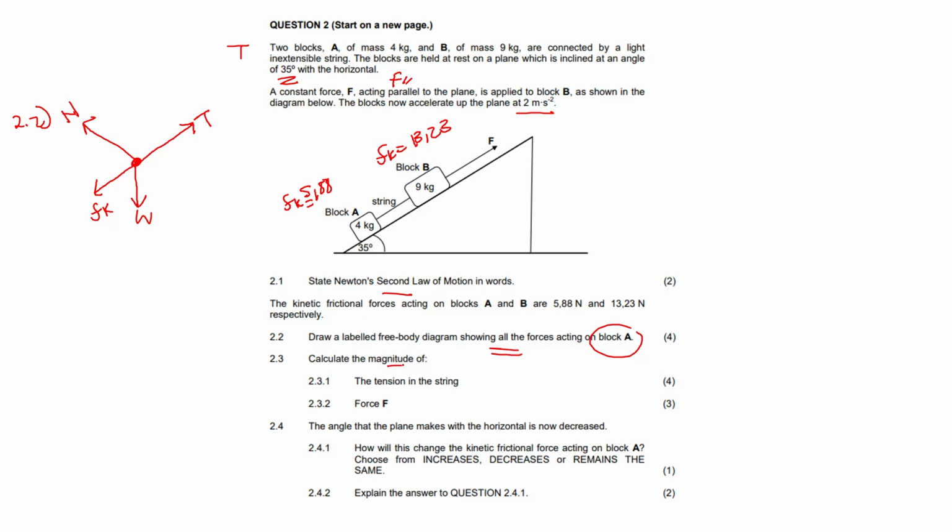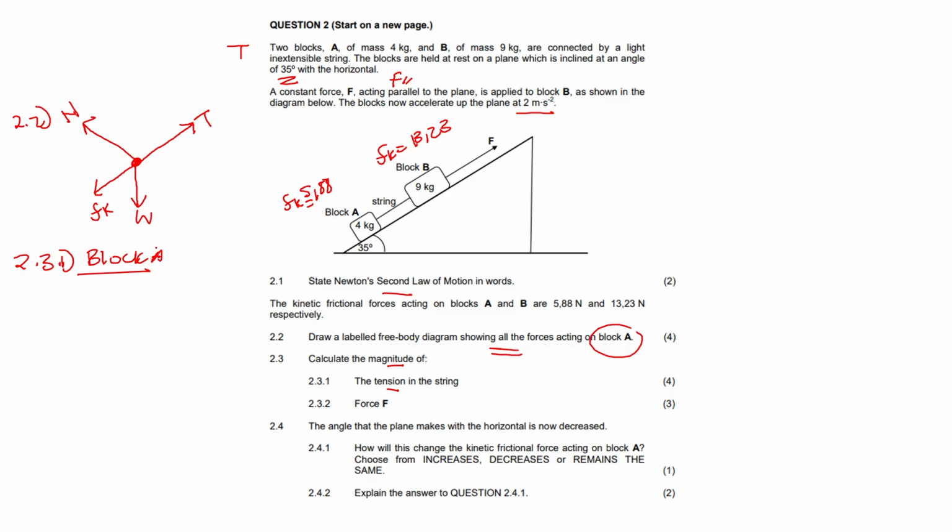2.3. Calculate 2.3.1 the tension in the string. Okay, so what do we have to use? We're going to have to use block A because we have the tension that we're going to have to calculate. We have the friction and we have the parallel force. We can't use block B because two of the horizontal forces are unknown. That will be the tension and that constant force. So we can't use block B. So we will have to look at block A.